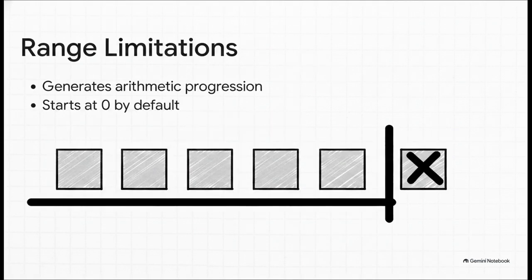But wait a second. We absolutely need to address a very common beginner misconception right here. When we look at the limitations of the range function, we see it generates an arithmetic progression that starts at 0 by default. But crucially, the given endpoint is never, I repeat, never, part of the generated sequence. So range(5) will output 0, 1, 2, 3, and 4. It will never output the number 5. The loop stops just before it hits that boundary.